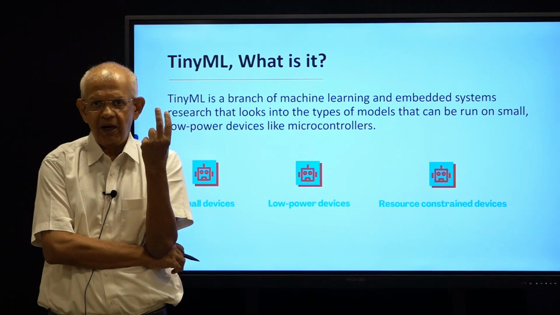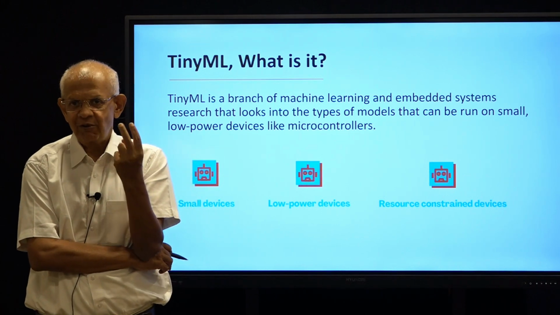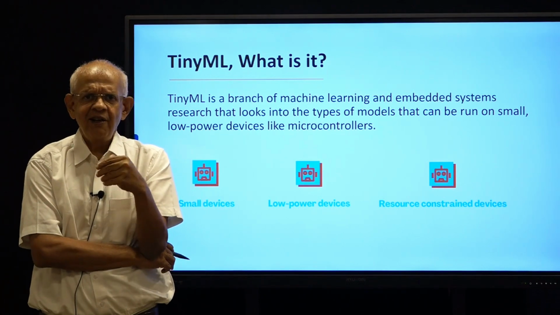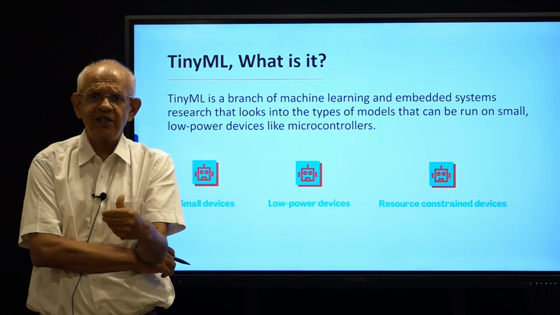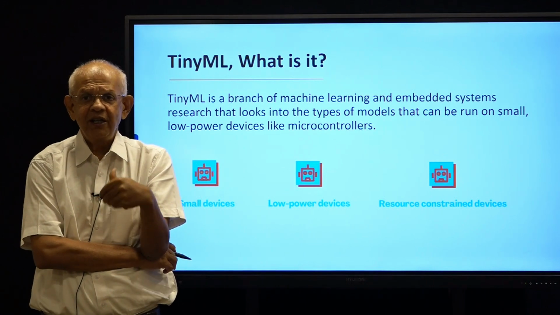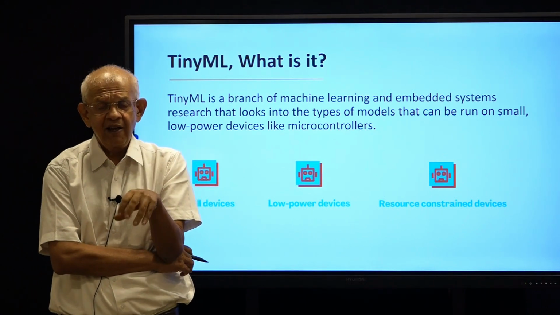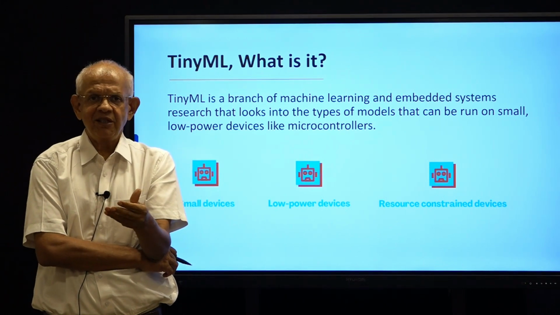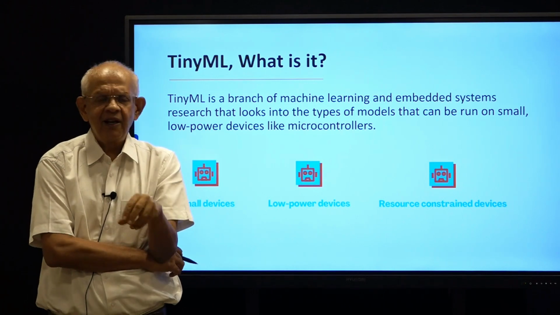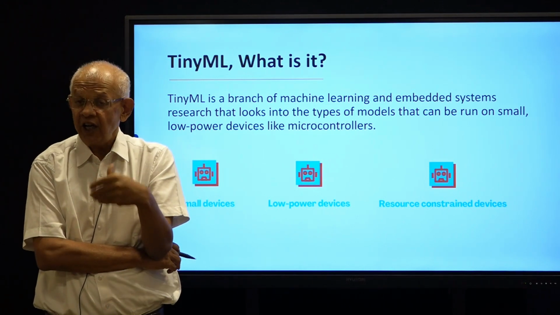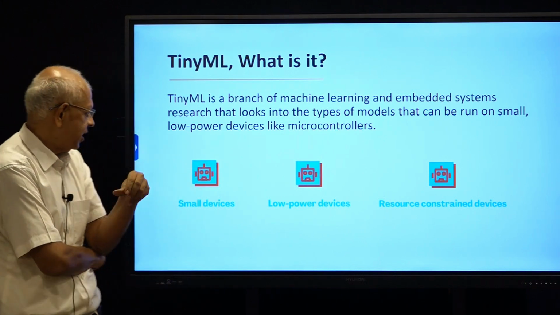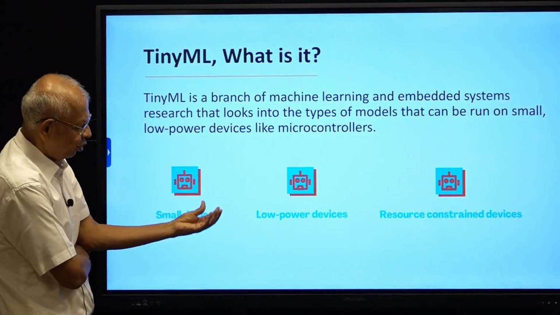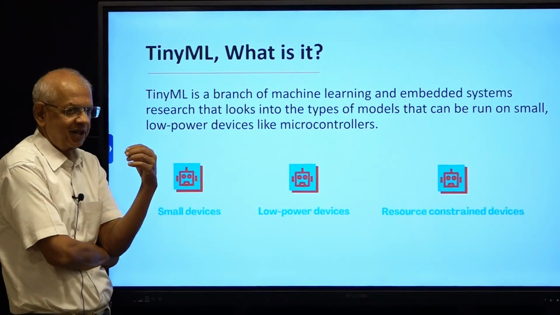Because remember, in machine learning we always talk about two things. One is training the model, second is the inference engine, which is, once the model is trained, how do you go about taking decisions. So the decision taking is what TinyML is used for. In simple words, TinyML is not used for training. TinyML is predominantly used for inferencing. So that is what we will do. So our TinyML will run on small devices which are low power devices, resource constrained devices.